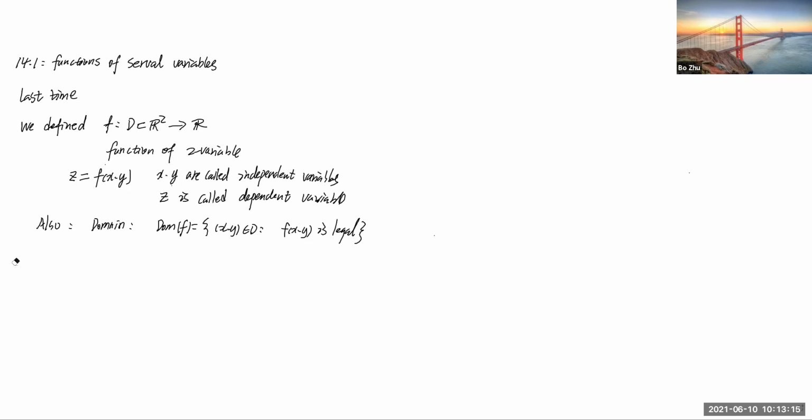So today, wait for a moment. What happened? Today, we will continue to study functions of several variables. So let's continue. Let's first introduce the graph. I think the spelling is right.